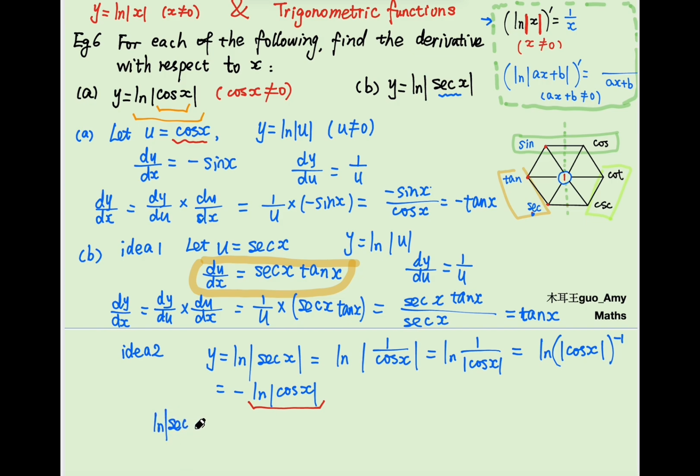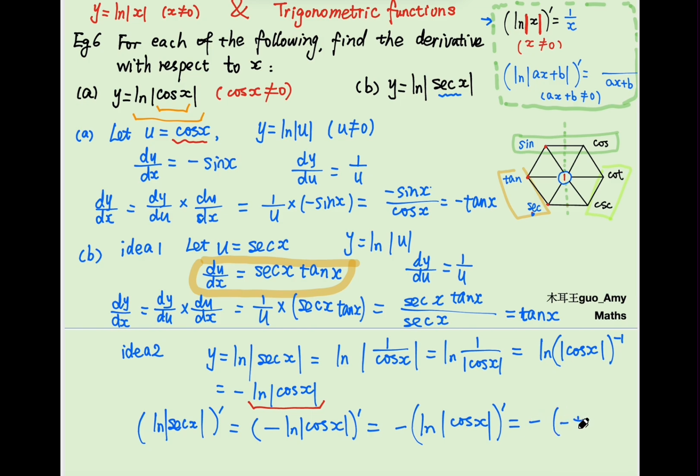The derivative of ln absolute of sec x is equal to the derivative of negative ln absolute of cosine x. And then for this function, the negative we can put to the front. And this one, by using the result of part A, is negative tangent x. Then negative becomes positive. The final result is still tangent x.